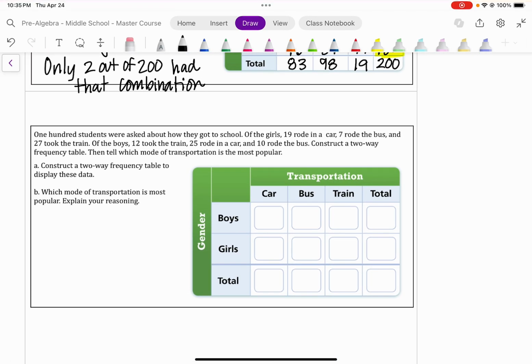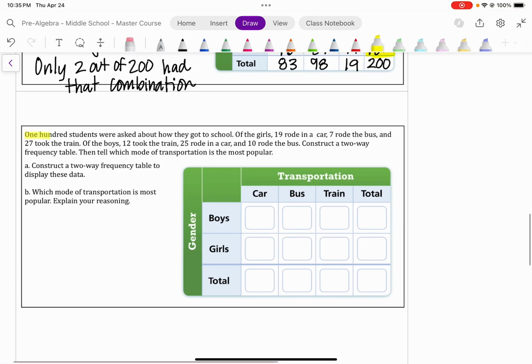Okay, this is our last one. 100 students were asked about how they got to school. So there we go. Right off the bat, we've got a number to put in the box. So 100 goes in the total bottom right corner. Of the girls, 19 rode in a car, 7 rode the bus, and 27 took the train. So I'm going to fill all those numbers in. I'm going to go to the row where it has girls, 19 in a car, 7 on the bus, 27 on the train. We want to find a total for that.